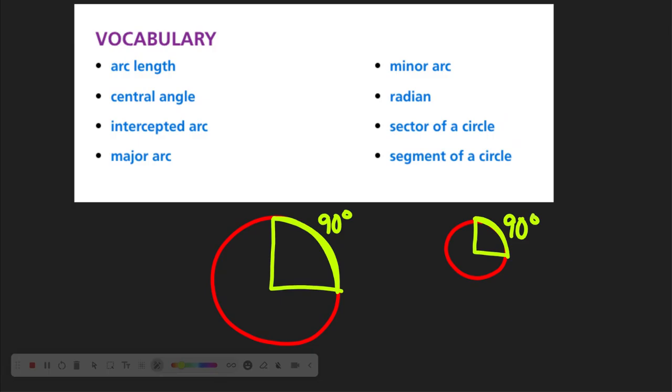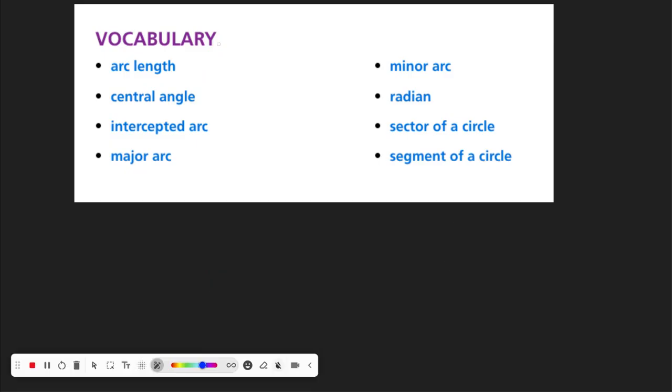Okay, so the arc length is the distance traveled in a curved path along a circle between 2 points on that circle. So there's your arc length. Whereas arc measure, we can measure in degrees or radians, and we'll get back to those in just a little bit.